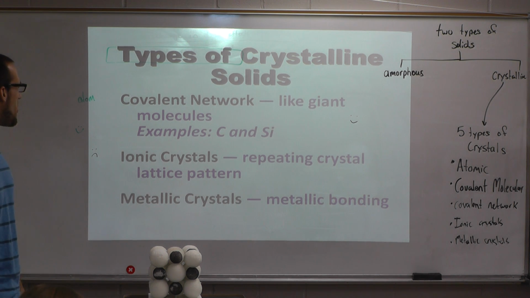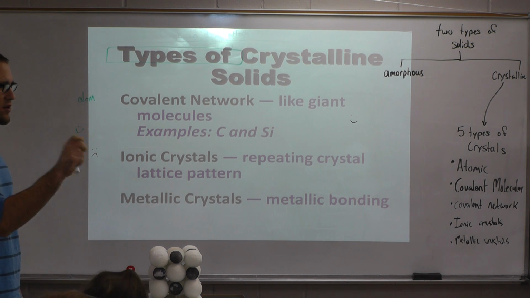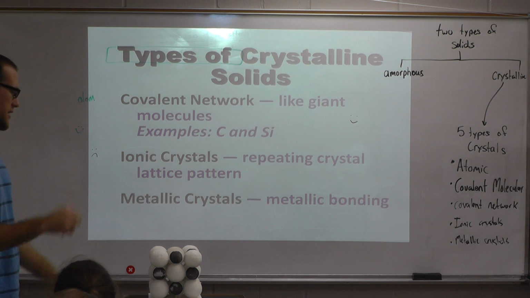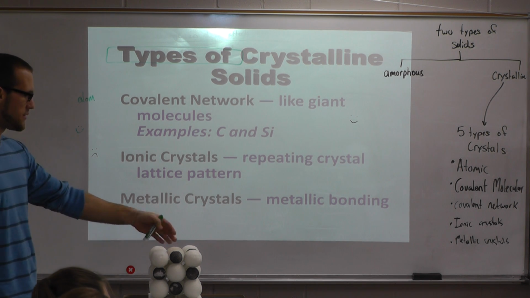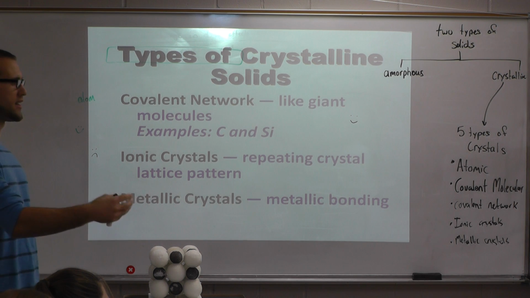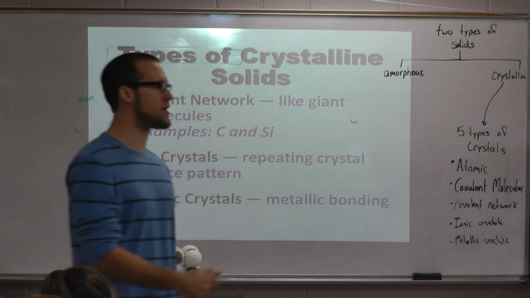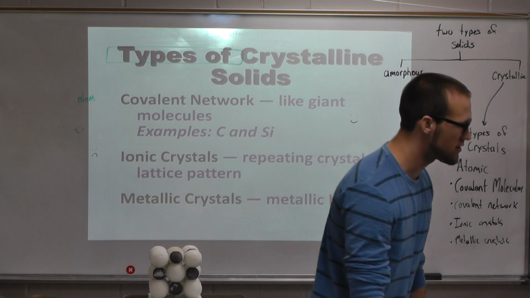Ionic crystals. You have your ions at the crystal lattices, or your lattice points. This would be an example: this would be chlorine, this would be sodium, this would be chlorine, this would be sodium, chlorine. That would be what you would have in your lattice points. You'd have your ions in your lattice points.